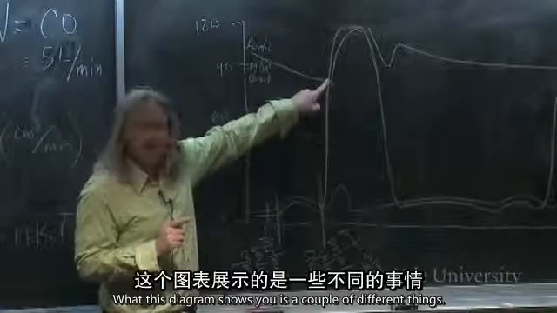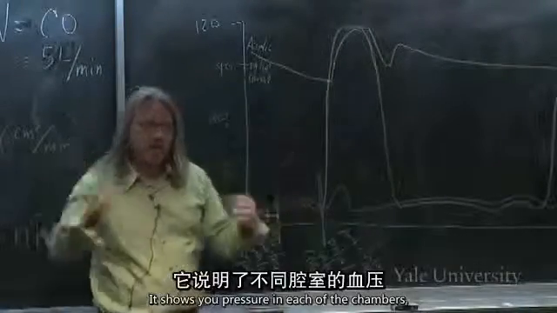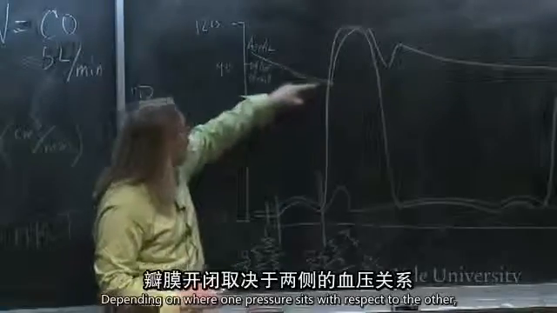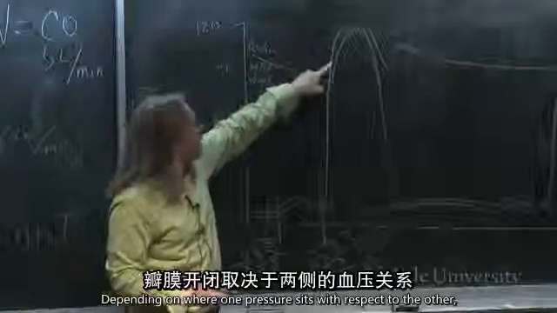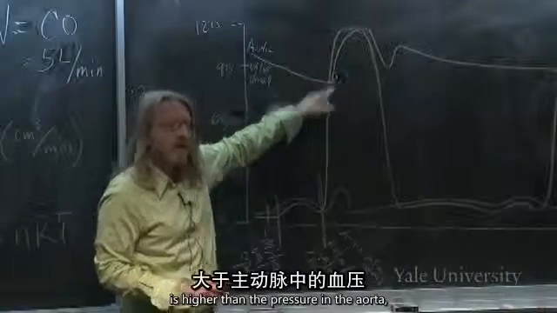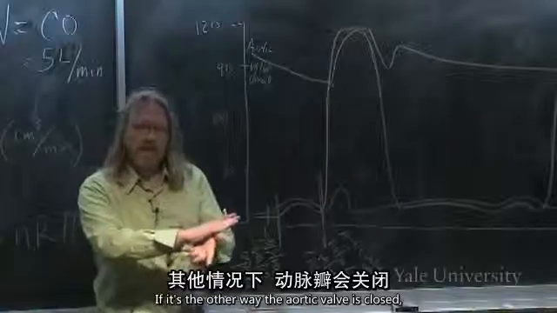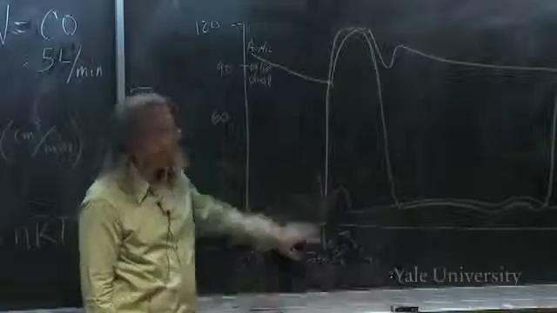So what this diagram shows you is a couple of different things. It shows you pressure in each of the chambers. Think about the chamber, the atrium, the ventricle, the aorta. And depending on where one pressure sits with respect to the other, if the pressure in the ventricle is higher than the pressure in the aorta, then the aortic valve is open. If it's the other way, the aortic valve is closed. And the same thing with the ventricle and the atrium.